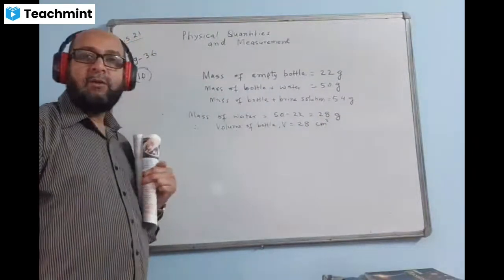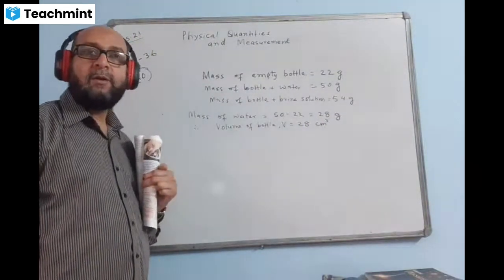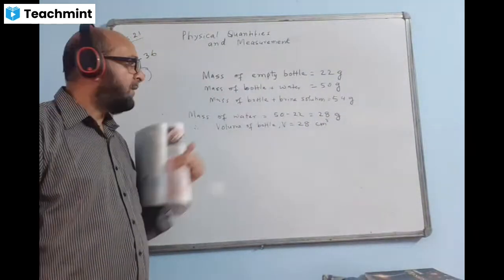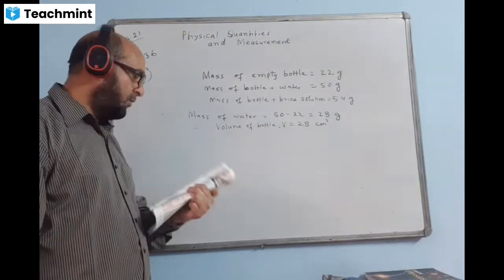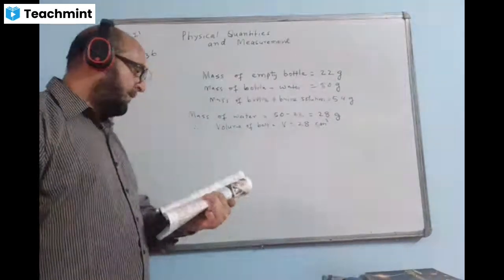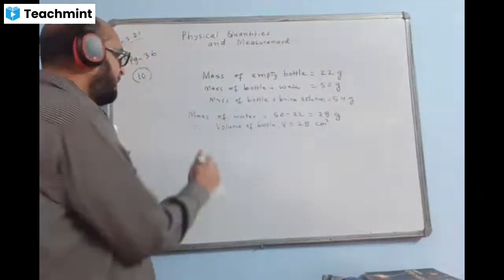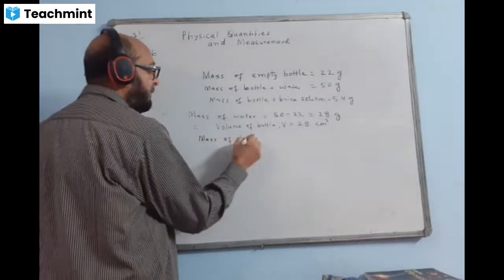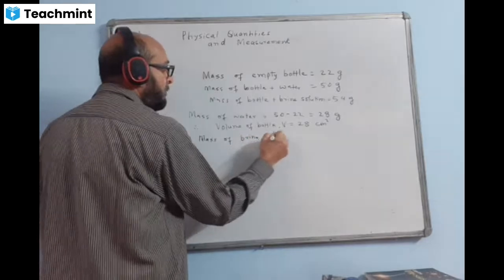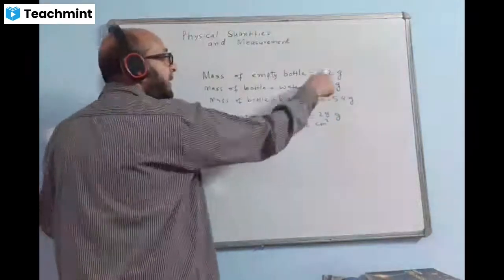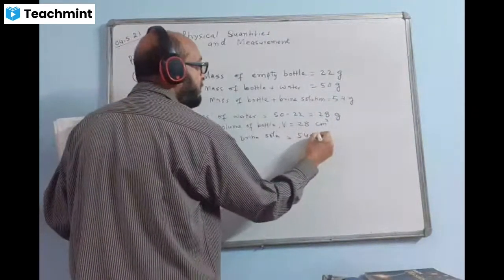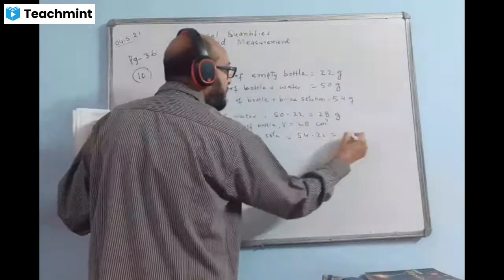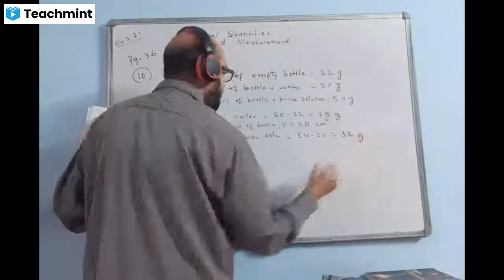Mass is equal to volume only for water because the density of water is 1. So we write this answer. Volume of the water is equal to 28. And the mass of the bottle plus brine solution is 54. Then write mass of brine solution. Then you have to subtract this minus the empty bottle. 54 minus 22, 32 grams.